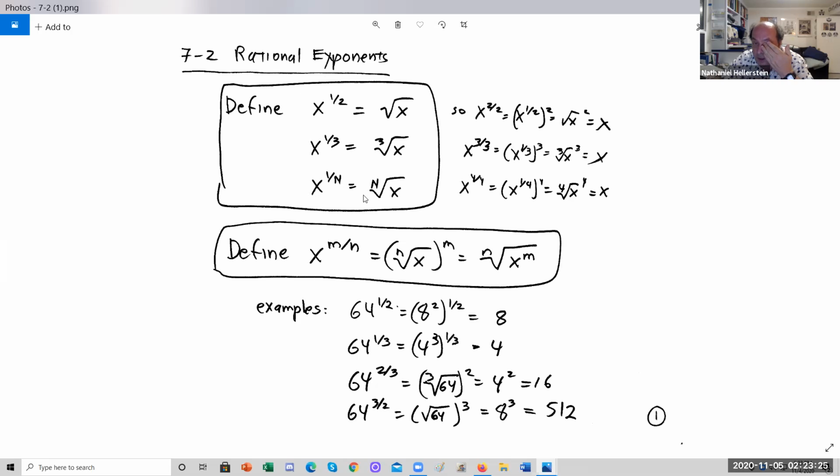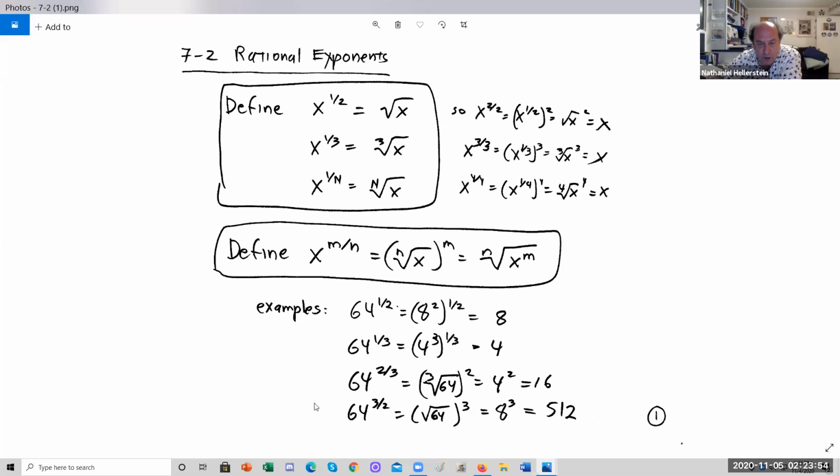reciprocal exponents. So x to the 2/2 is x to the half squared. Square root is x. Similarly, x to the 3/2 squared, x to the 4/2 is x, and so on. Now, we'll define x to a rational power, m over n, as, well, I can think of it as an mth power of an nth root, or an nth root of an mth power. It comes to the same thing.